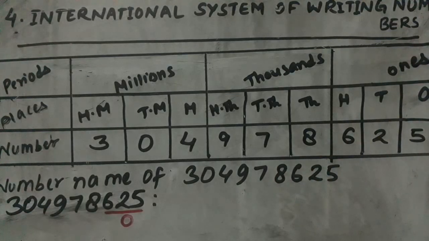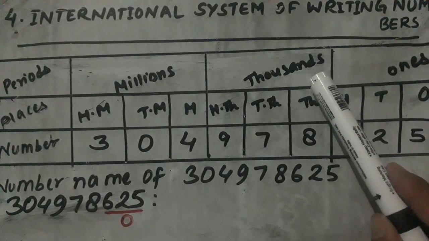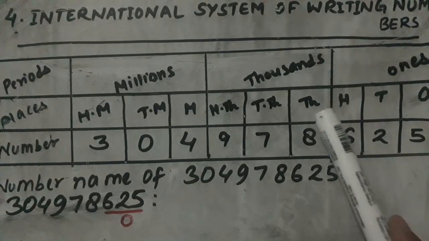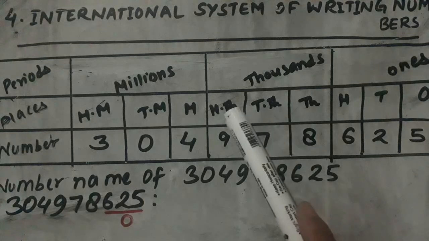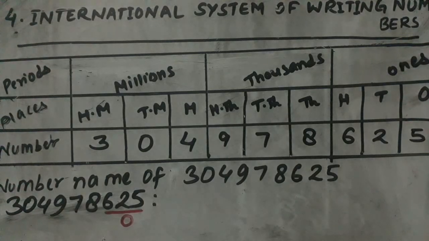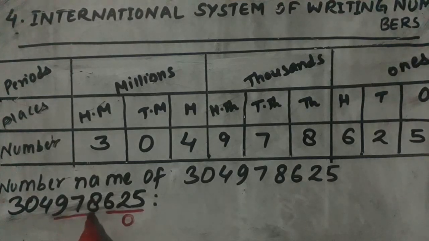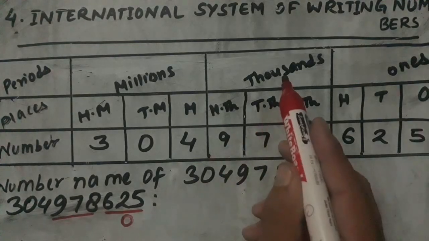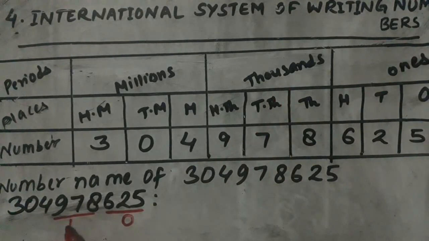Now similarly students, let's move forward. After the period of ones, the period of thousand occurs. In the period of thousand also there are 3 places: 1000, 10,000, 100,000. This is the place of 1000, this is 10,000, and this is 100,000. So 978, these are the places which lie under the period of thousand. So let's write TH for thousand.